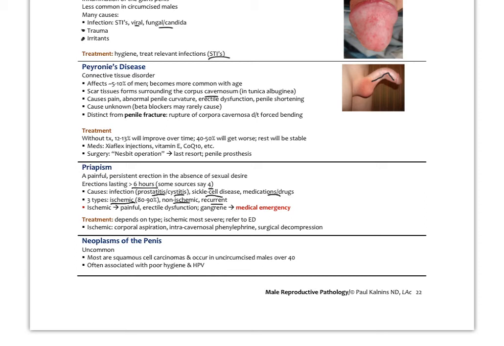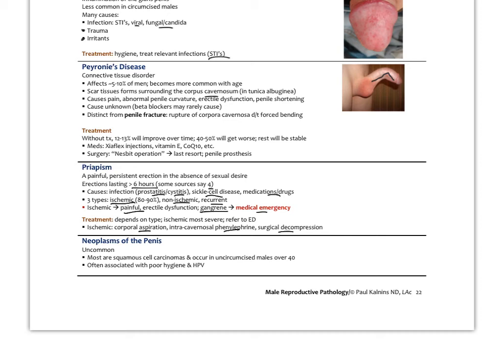For the ischemic type, it usually causes a painful erection, and that can eventually cause gangrene. So we consider this a medical emergency. And what they usually do in the ED for the ischemic type is to actually aspirate blood out of the penis. Not a comfortable procedure. And then to inject phenylephrine in the corpora cavernosum, and that is going to stimulate the sympathetic nervous system that blocks the parasympathetics, and that should hopefully improve drainage of the blood flow from the penis. And then surgical decompression can be done as well.